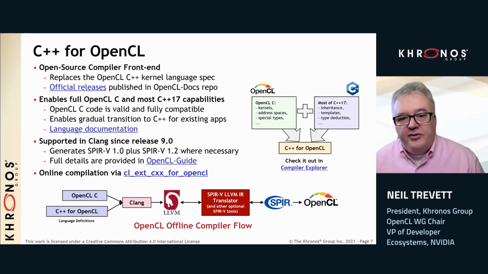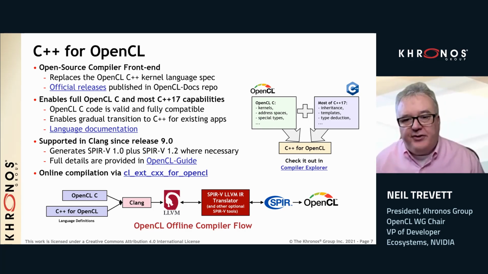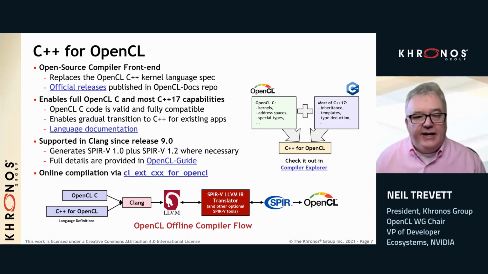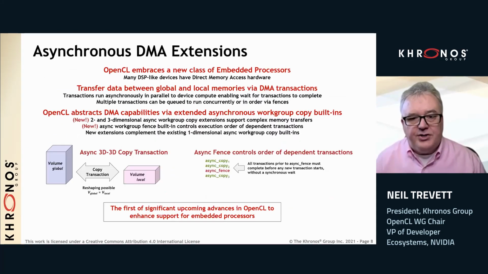As we mentioned, OpenCL 3.0 removed the OpenCL C++ language from the specification and recommends use of the C++ for OpenCL open source front-end compiler that is supported in Clang, it leverages LLVM, and it generates SPIR-V code. C++ for OpenCL is fully compatible with OpenCL C and also enables developers to use most C++17 features in OpenCL kernels. The new CXX for OpenCL extension enables an OpenCL driver to ingest and compile kernels written in the C++ for OpenCL kernel language.